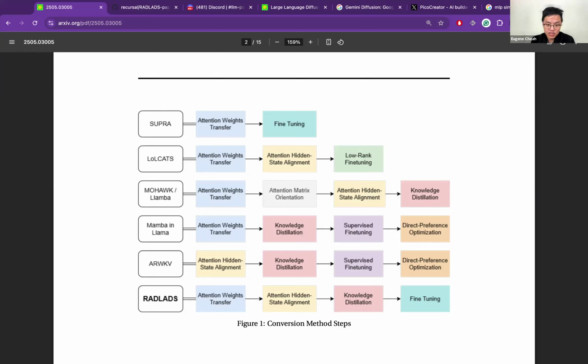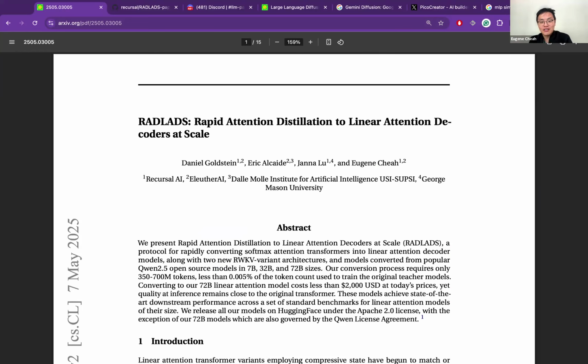But with the updated techniques that we did with RADLADS, it's able to more rapidly... I forgot to talk about it itself: Rapid Attention Distillation to Linear Attention Decoder. So we are able to rapidly change one attention mechanism to another. The linear one is just because of the example, because we are a linear architecture. But like I said, this can be done using other attention mechanisms.